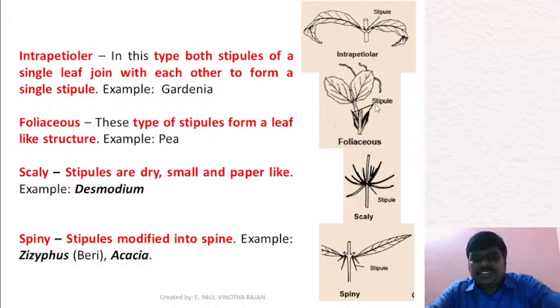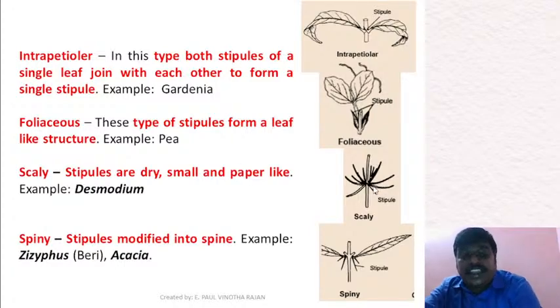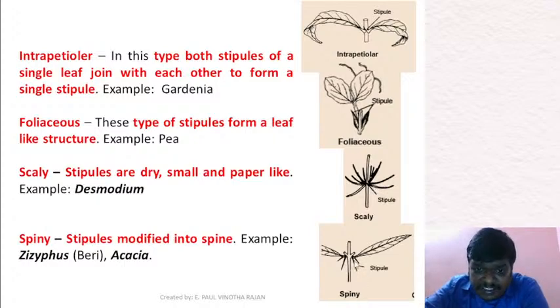And foliaceous type of stipules form leaf-like structures. You can see the leaf-like structures. That is called foliaceous. And scaly. Scaly means the stipules are dry, small and paper-like. Like this, paper-like. It's called scaly stipule. And spiny. In spiny, the stipules are modified into spines. That is called spiny.